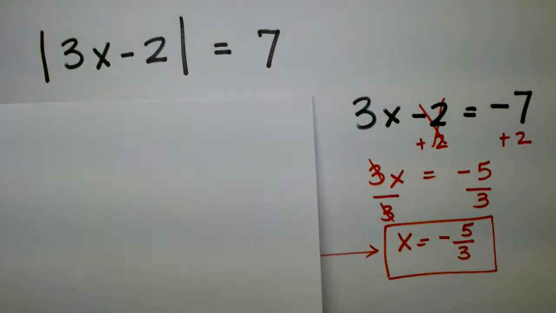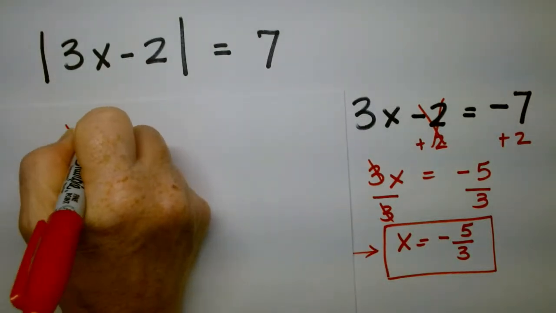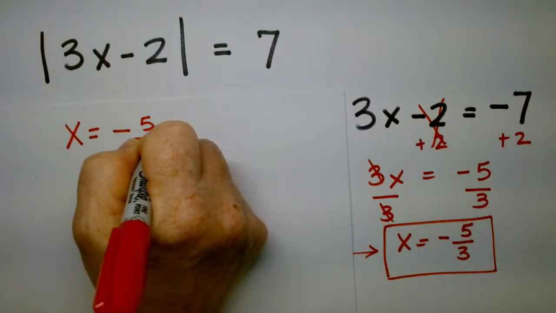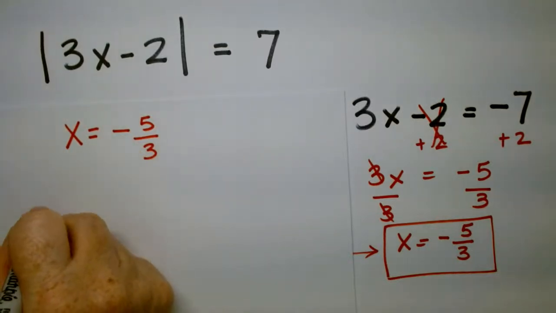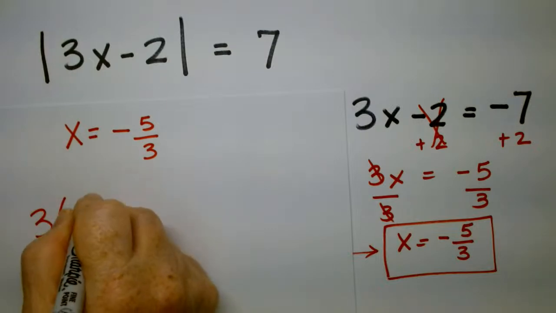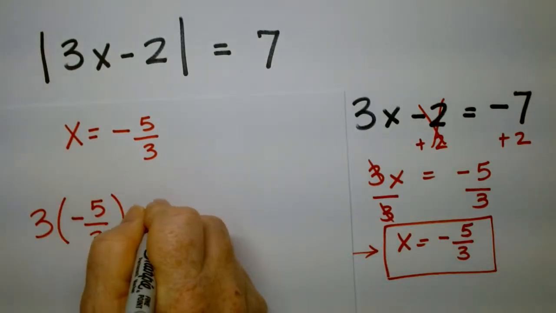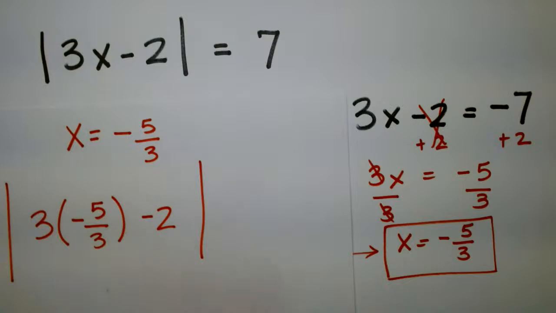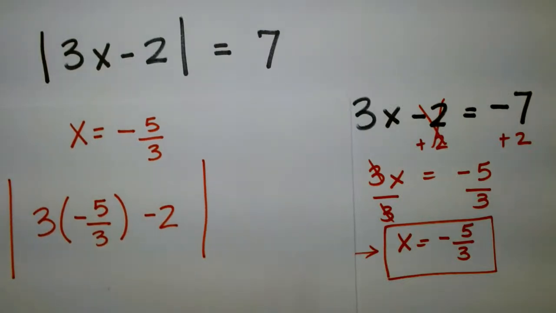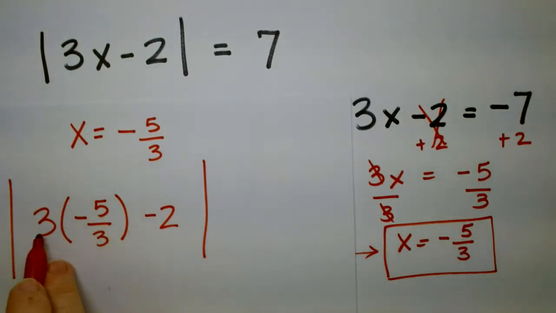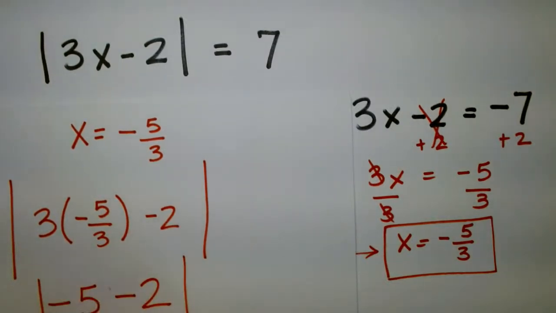Okay, so let's check that out. If x is equal to minus 5 over 3, I'm going to have 3 times minus 5 over 3 minus 2. Take the absolute value. I want to know what that equals. I hope it equals 7. So 3 on top, 3 on the bottom, those go away. Otherwise, you get 3 times 5 is 15 divided by 3. So this is a minus 5 minus 2 inside absolute value bars.